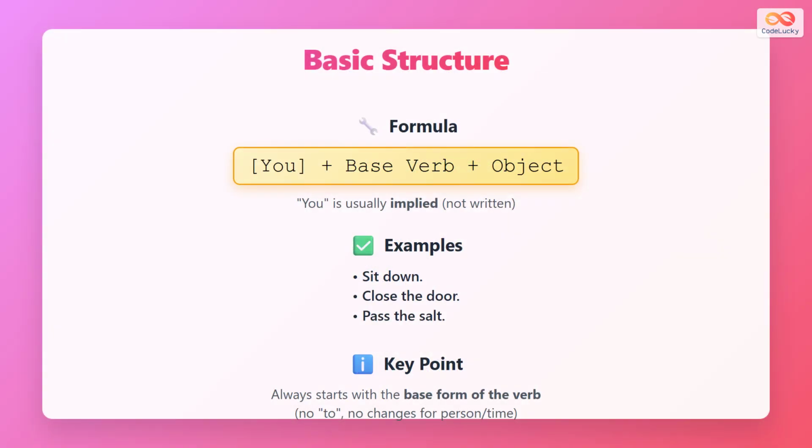Imperative sentences follow the formula: you plus base verb plus object, but you is usually implied and not written. They always start with the base form of the verb, with no to and no changes for person or time. Examples are: sit down, close the door, pass the salt.